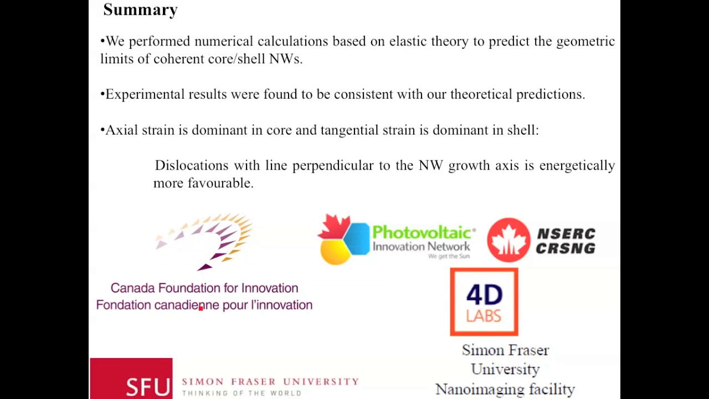So in summary, I presented some numerical calculations which show that strain distributes in both core and shell. The core takes mostly the axial strain, and the shell takes mostly the tangential strain. Then we presented some experimental results consistent with our calculations. Also, the fact that axial strain is dominant in the core and tangential strain is dominant in the shell tells us that dislocations usually will be formed in a configuration where the line direction is perpendicular to the nanowire axis. In this case, we can easily relieve the axial strain, lowering the total strain energy.